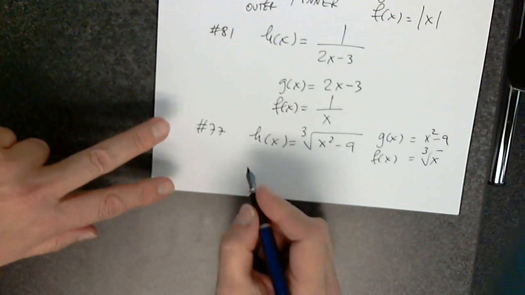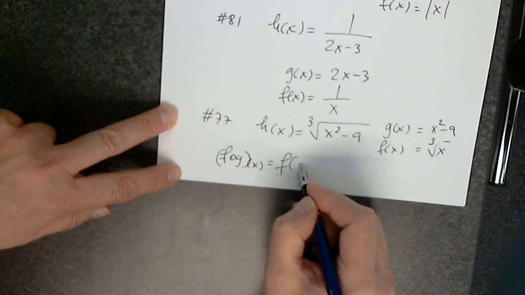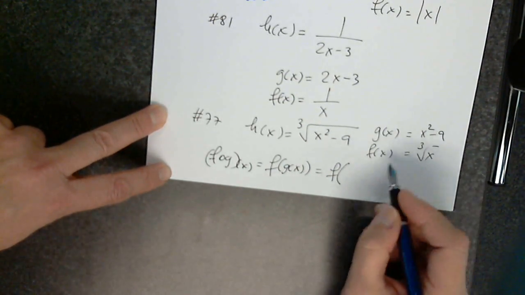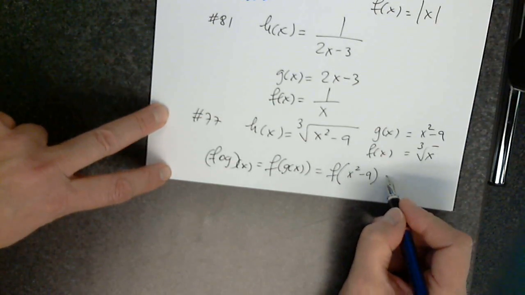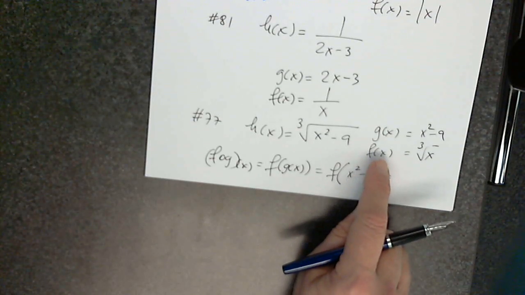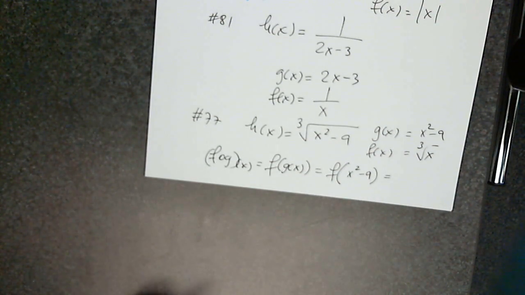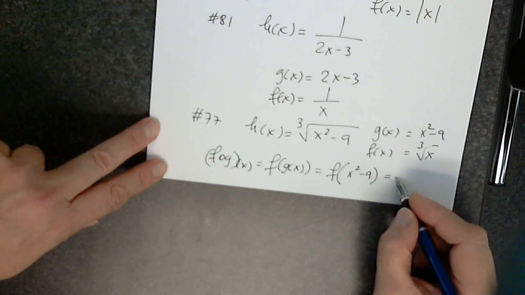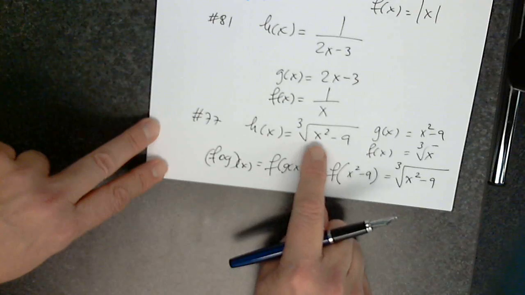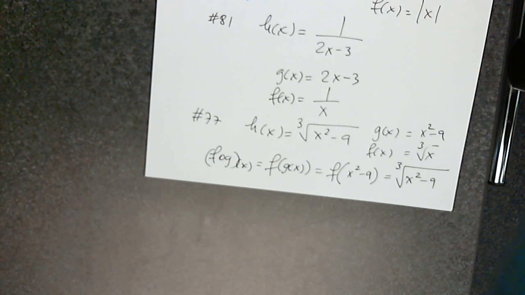If you would try to create the composition f of g, this is f of g of x. Let's say we want to check, which is f of x squared minus 9. And I look at f. f says f of whatever is the cube root of whatever. So what would you ask me to write? The cube root of? Is this better now? Perfect.